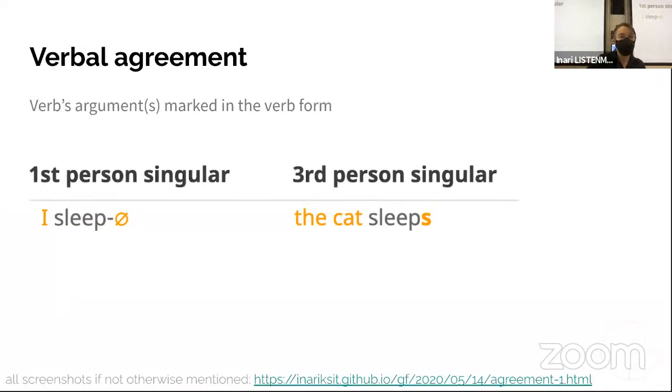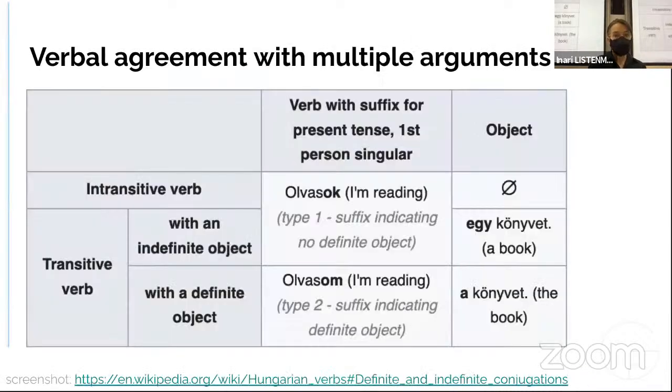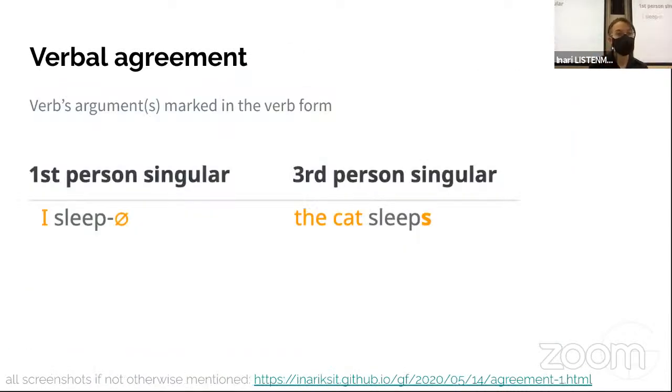Okay, that was the terminology. And now let's talk about agreement. That's the property where the verb's arguments are marked in the verb form. Here is just standard English. The first person singular doesn't have any marking, so again, we mark it with a 0. And then the third person has this suffix s. So I sleep and the cat sleeps. That's one argument, the subject or agent. Actually, they coincide in English.